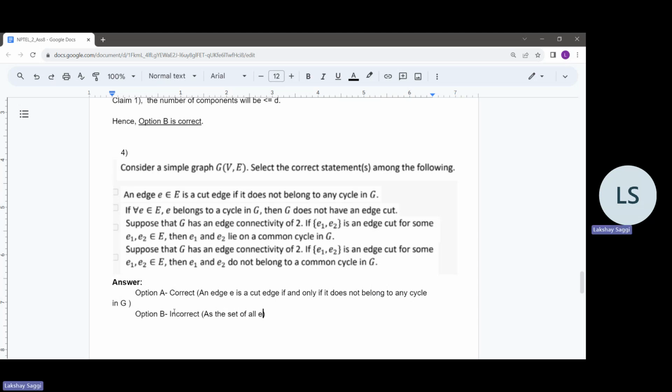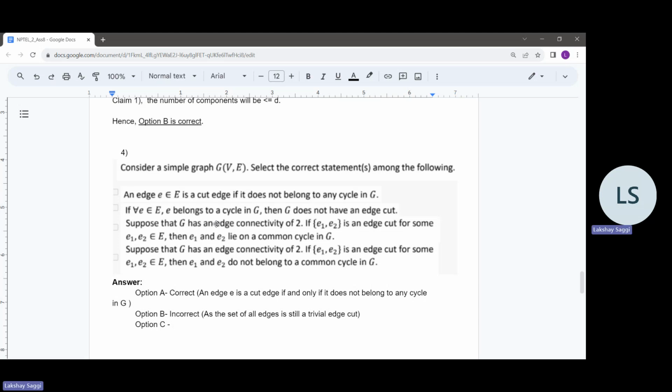The set of all edges is a trivial edge cut. Still a trivial edge cut, right? So option C says that suppose G has an edge connectivity of 2. And what does edge connectivity mean? The minimum subset of edges such that their deletion results in disconnection of the graph G, right?